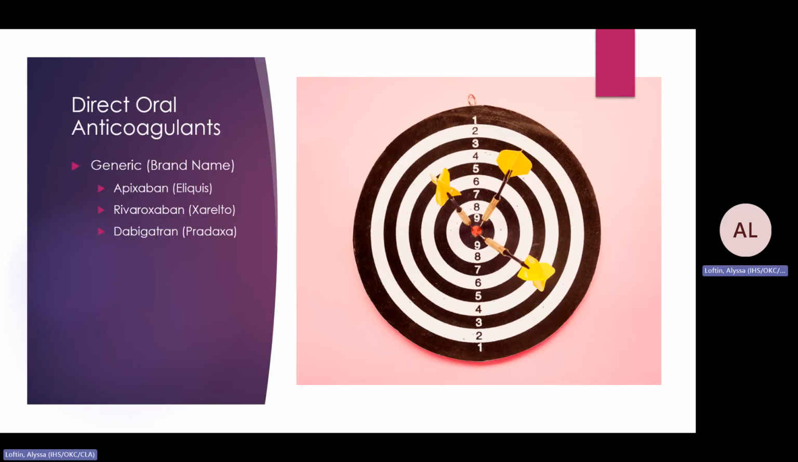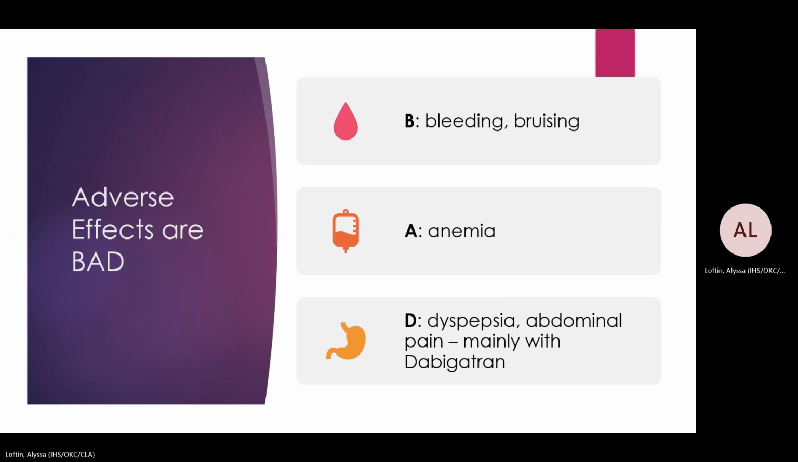So we wanted to give some background on the medications themselves. So DOACs, or direct oral anticoagulants, they target factor 10A, and so they inhibit factor 10A. These include apixaban or Eliquis, rivaroxaban or Xarelto, and dabigatran, also known as Pradaxa. An easy way to remember adverse effects is to think that adverse effects are bad. So BAD: B stands for bleeding and bruising, A for anemia, and D for dyspepsia and abdominal pain, mostly with dabigatran.